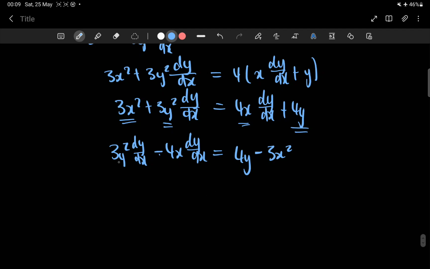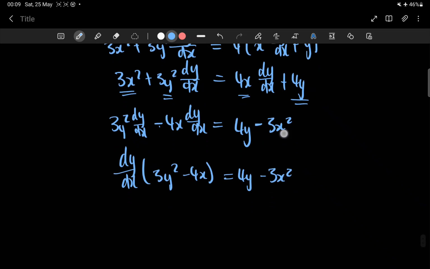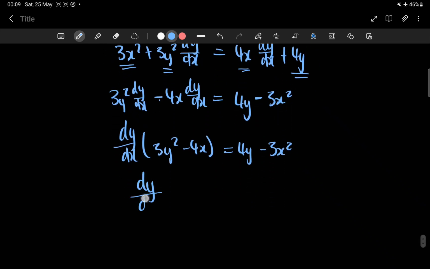So what will I now do? I'll factor out in here and in here. I can see that dy dx is common. So I'll say dy dx comes out. Here I'll remain with 3y squared minus 4x is equal to 4y minus 3x squared. Which now I can say dy dx will be equal to, I take this whole thing to the other side. It was multiplying on the left, it will divide on the right. 4y minus 3x squared all over 3y squared minus 4x.